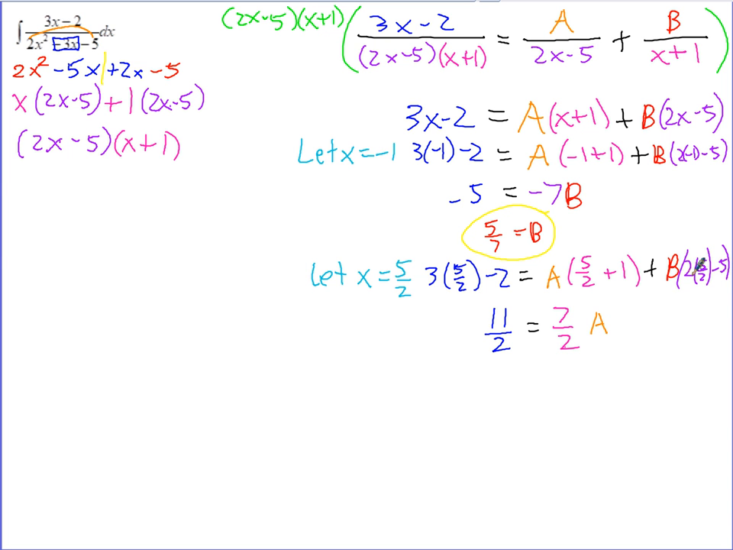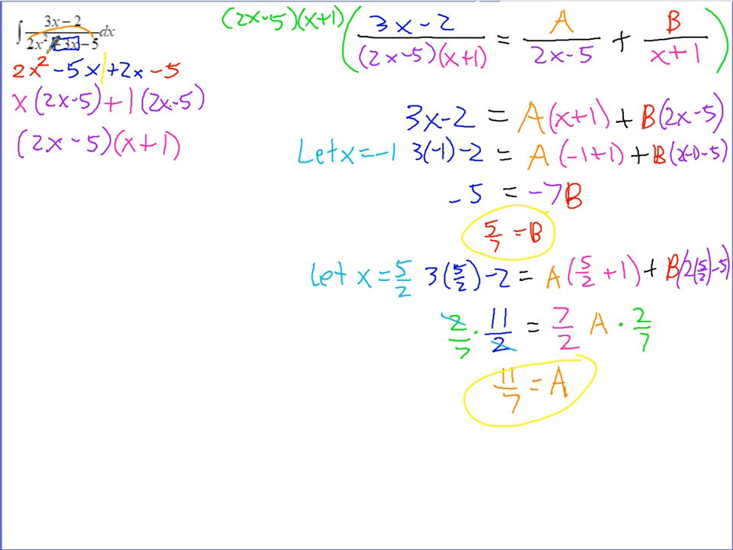And then here you can see the 2's reduced out, so you'd have 5 minus 5, that's 0, that wipes out the b term. And here what you can do to solve it in one step, you can multiply by the reciprocal, 2/7. And then notice the 2's reduced out, so we're just left with 11/7. So now we know the numerator that goes right here, above the 2x minus 5.